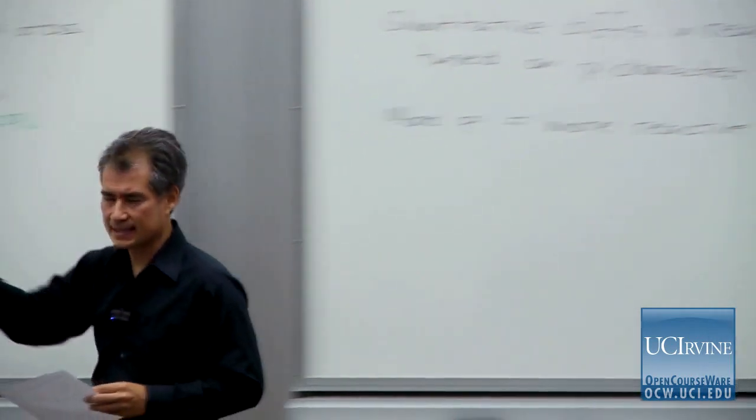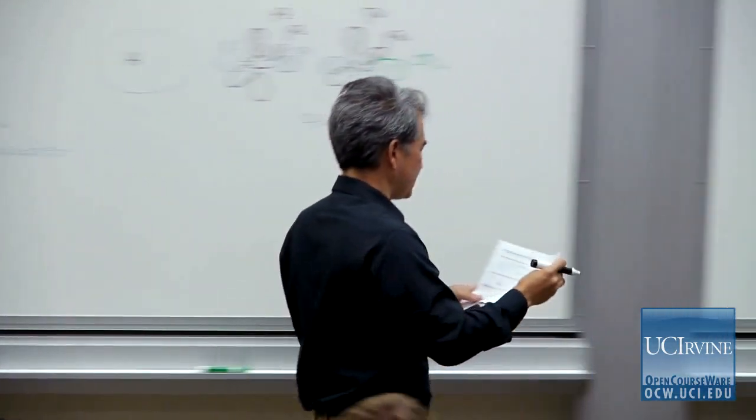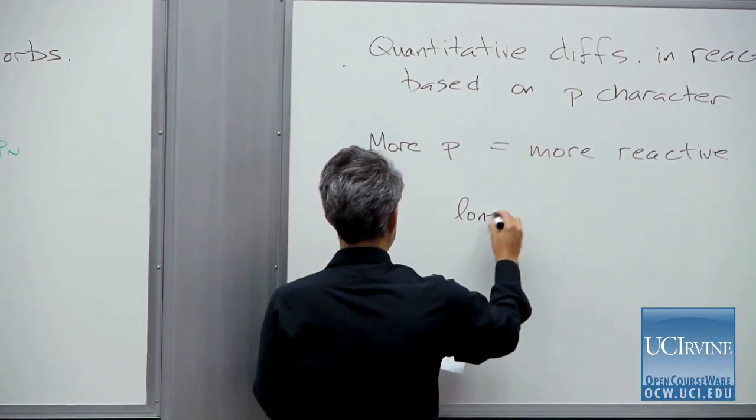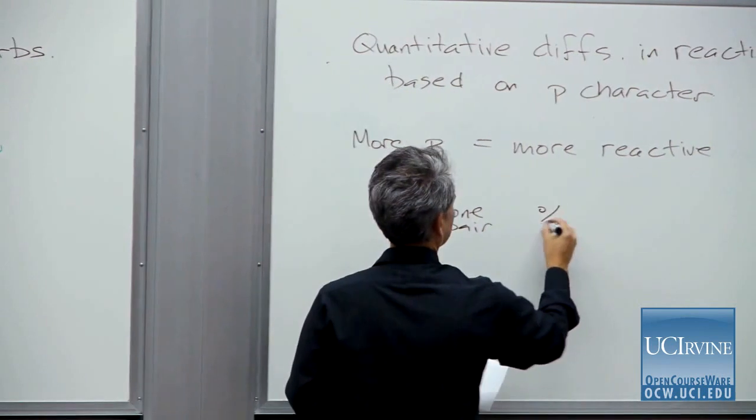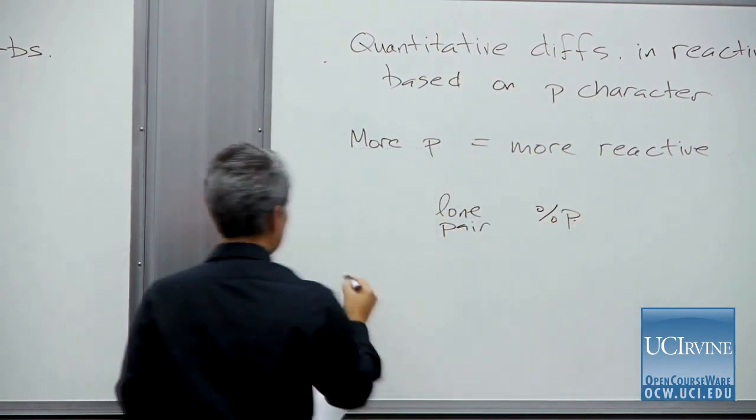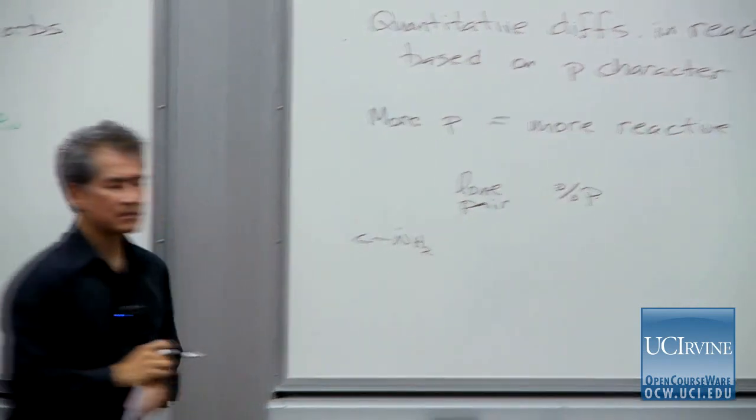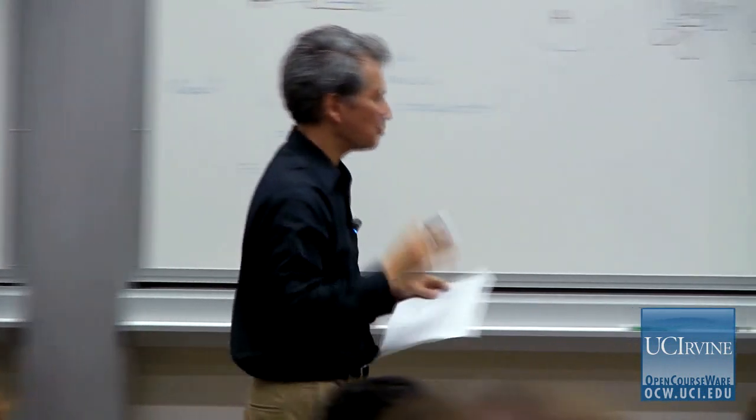So the fundamental idea is that the more p character, the more reactive. I'm going to start off by looking at nitrogen lone pairs because it's easy to rank the reactivity based on pKa, or acidity. So I'm going to draw a little table here. And in my table, I want to compare lone pairs on nitrogen. So if I had some alkylamine with a carbon bonded to an NH2 group, there's a lone pair on there.